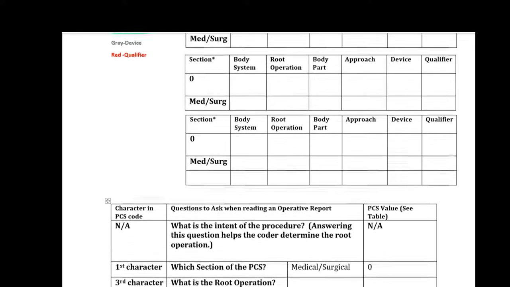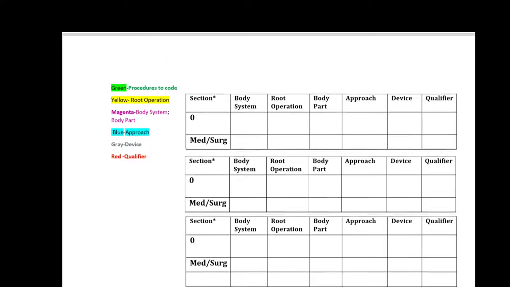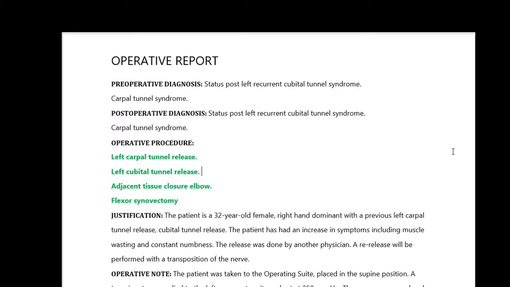Okay, so now we've looked at our worksheet. Let me minimize that and let's go to our operative report. In a green font, I've put the 4 things that are listed as procedures by this surgeon. Some of them may be procedures we're going to code, some may not be, but we'll work through that as we go.